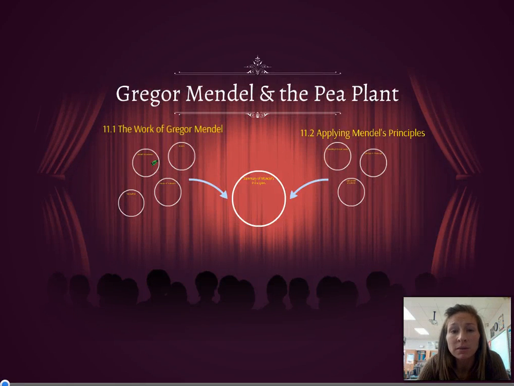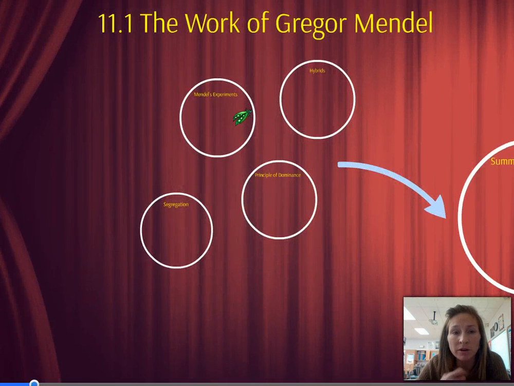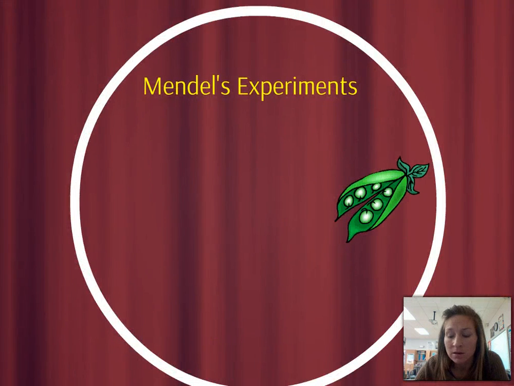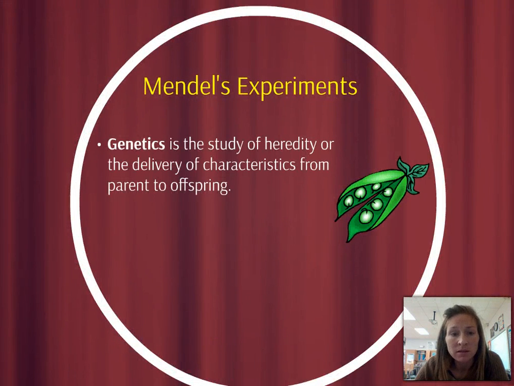The star of the show is going to be Gregor Mendel and the pea plant. Gregor Mendel is considered the father of genetics for his studies with the pea plants that basically gave us our basic understanding of how heredity works. This is all covered in Chapter 11, and we're going to start off with Section 1 with the work of Gregor Mendel. His experiments showed us a lot of things, and we did define genetics as the study of heredity, or the delivery of characteristics from parent to offspring.